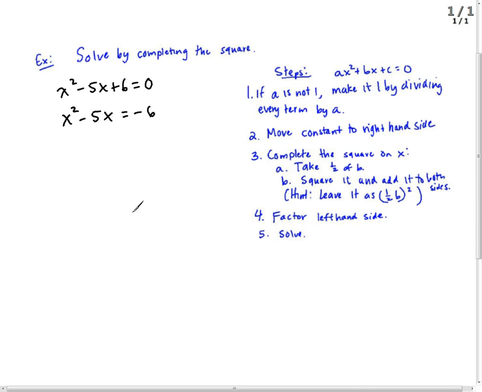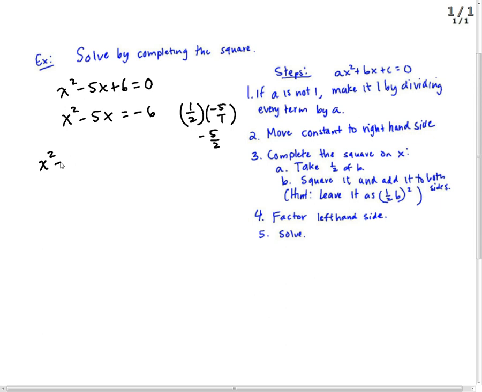Now we're going to actually do the work of completing the square. We're going to take half of this b term, if this is ax squared plus bx plus c now. Take half of this term, so that's 1/2 times negative 5 over 1. That's negative 5 halves. I'm doing this on the side of my paper just as scratch work. That's part A. Then part B says square it and add it to both sides.